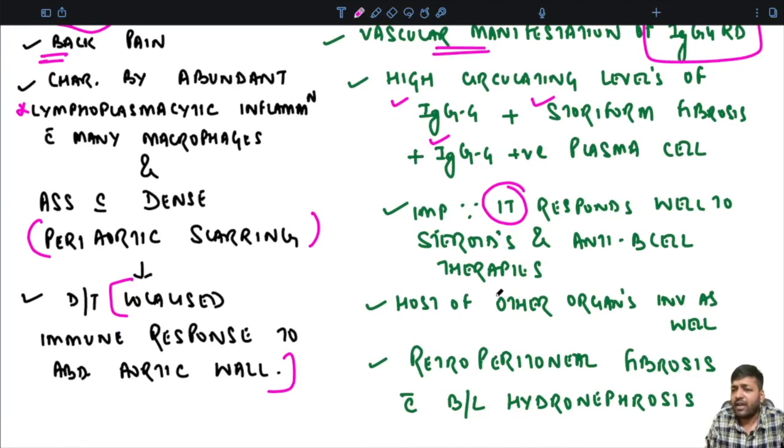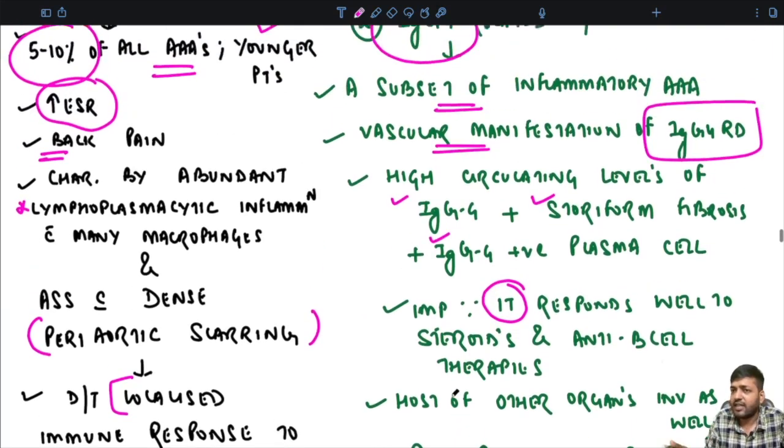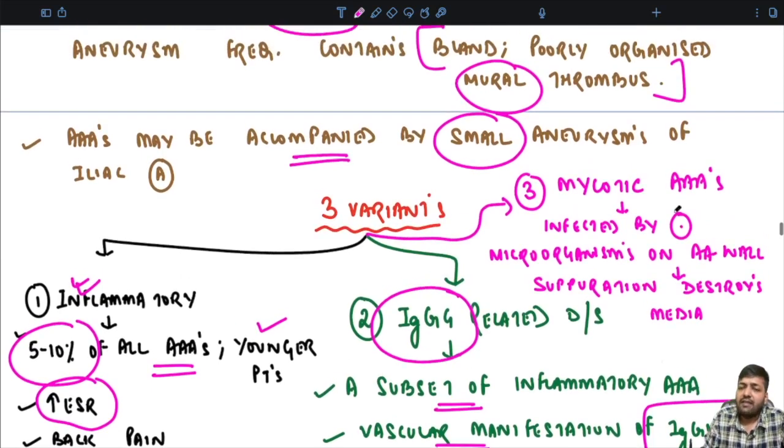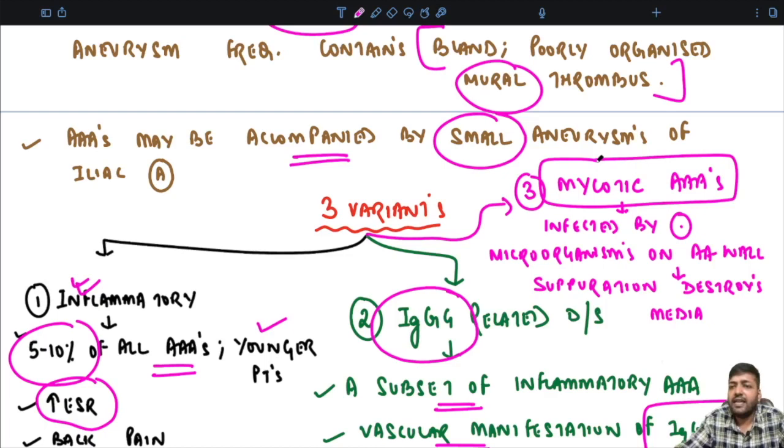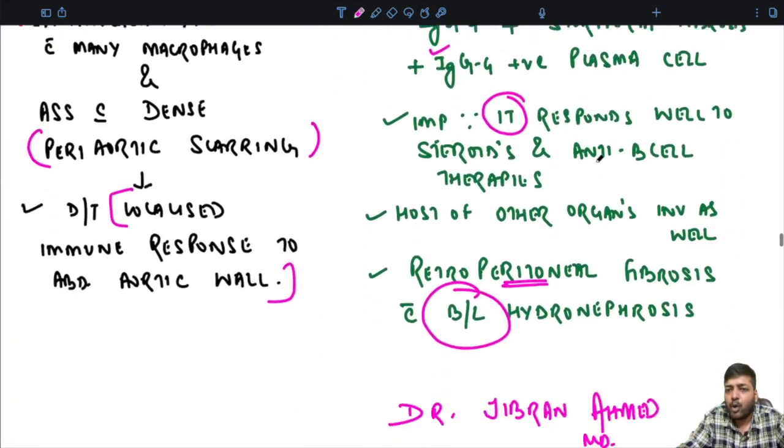A host of other organs are also involved. I am not going into the detail of IgG4 related disease; I have already made a lecture on that, which is present in the website. There can be associated retroperitoneal fibrosis as well as bilateral hydronephrosis in such patients. Thirdly, we can have mycotic abdominal aortic aneurysm. Over here, the abdominal aorta is infected by circulating microorganisms. After infection, there is suppuration which destroys the media, leading to weakening, and ultimately there is an aneurysm. So, this is about the abdominal aortic aneurysm.